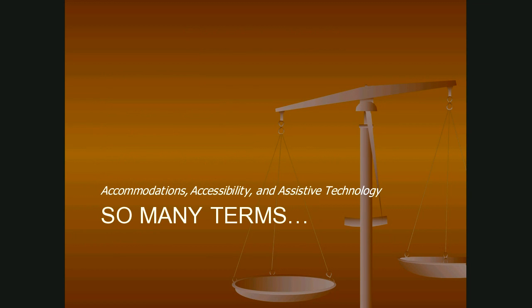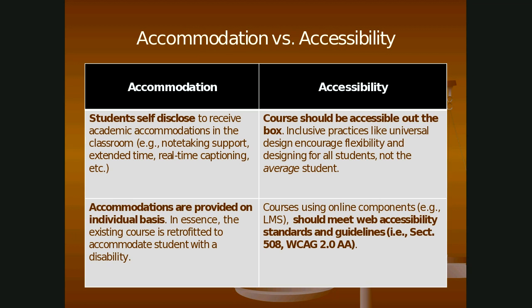So starting out, really looking at what are the terms. There's so many of them, and how that really defines what we're doing in regard to accessibility, face-to-face courses, online courses, and everything from there. Most of the time when we're working with faculty, they are used to hearing accommodation. With an accommodation, a student has to self-disclose, and it's provided on an individual basis, and it kind of just works itself out from there.